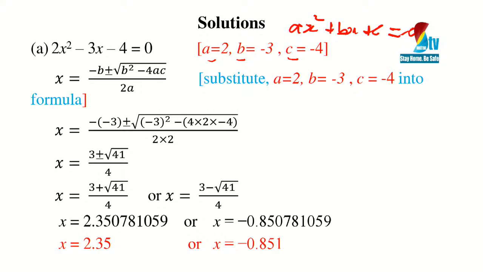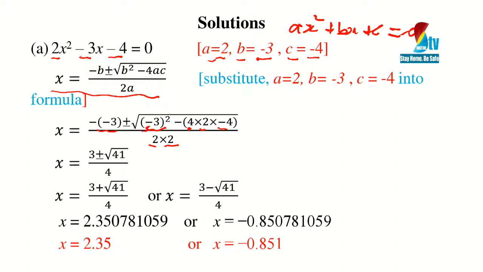So the value of a is the coefficient of x squared, which is equals to 2. The value of b is the coefficient of x, which is equals to negative 3. The value of c is the constant term, which is negative 4 in our case. Then we substitute this in this formula. Negative b is negative of negative 3 plus or minus the square root of b squared, so it's going to be negative 3 squared, minus, then we open bracket 4 times a times c, all over 2 times a.